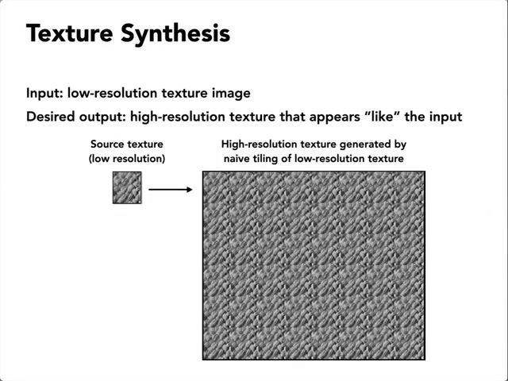This, or very similar ideas, can be applied in texture synthesis. In this example, you get an input low resolution texture image, say this source texture here, and you might want to generate a high resolution output texture image that appears like the input. Well, one way to do that is just to tile it. We've seen versions of this in early versions of our computing devices. And it doesn't look very convincing. It doesn't look like a large texture that's similar to this one. It just looks like a tiled version of that visually.